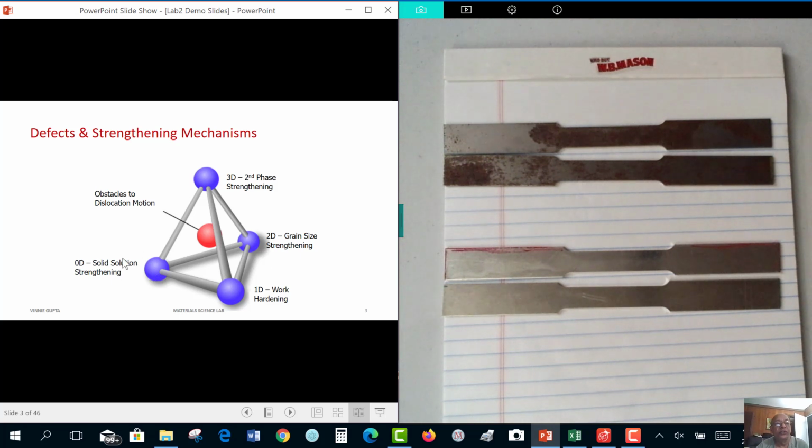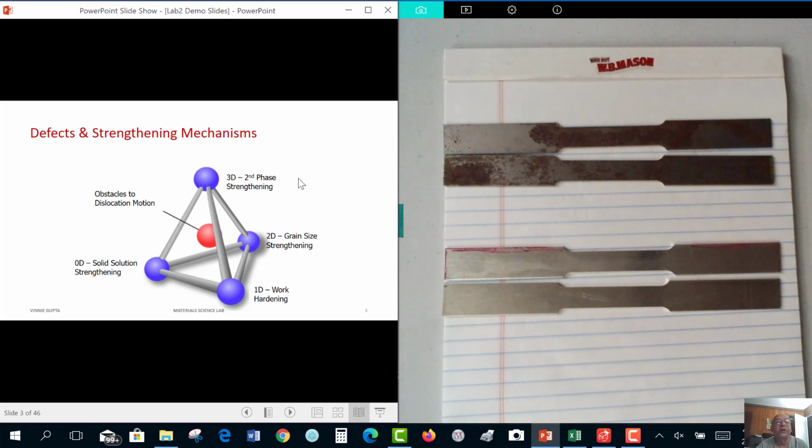One is solid solution strengthening. One is one-dimensional work hardening, or cold working, or strain hardening. There are many, many words for it. Then for two-dimensional obstacles, we have grain size strengthening. For three-dimensional obstacles, we have second phase strengthening.